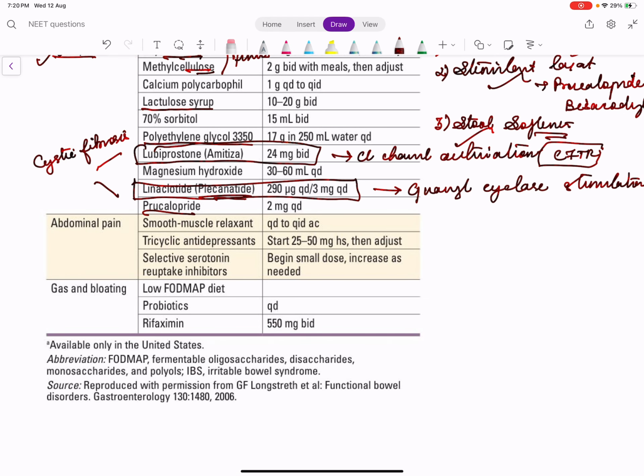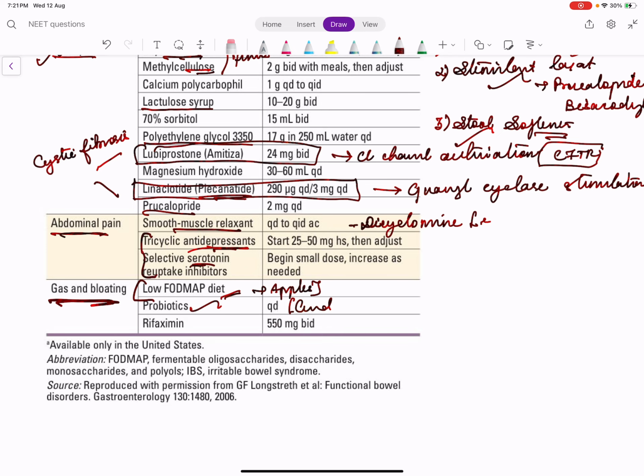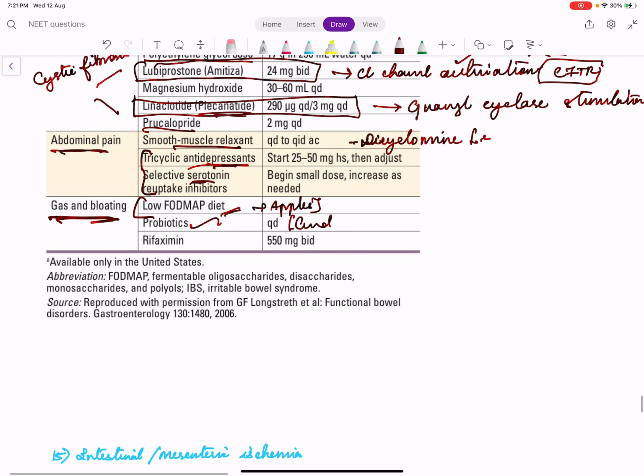But the first criteria is there is abdomen pain. So how will you treat abdomen pain? Smooth muscle relaxant like dicyclomine. These are antispasmodics, right? SSRIs can be given because there are some psychological components. So SSRIs or tricyclic antidepressants are given. And for the diet, think of probiotic diet like curd, etc. and low FODMAP diet, fermentable oligosaccharides, disaccharides, monosaccharides. So for example, apples, etc. are low FODMAP diet. Onion is a high FODMAP diet. They cause some gastric discomfort.